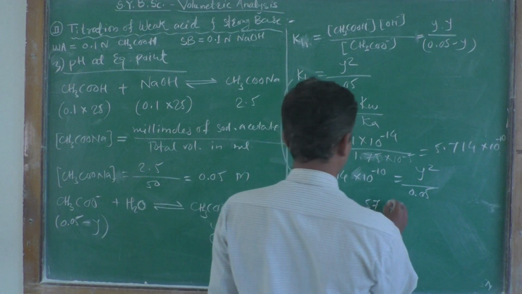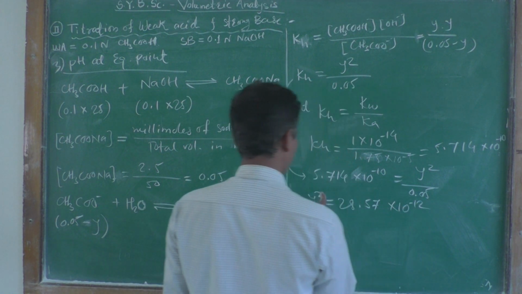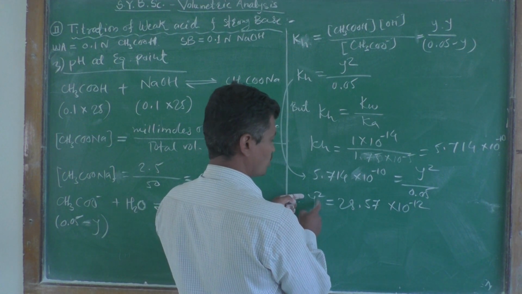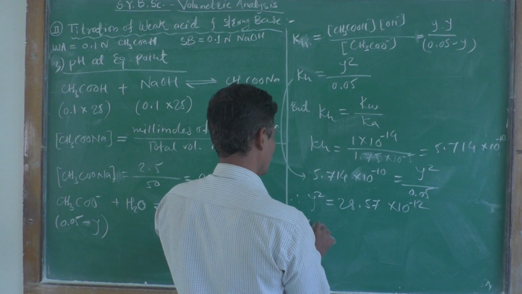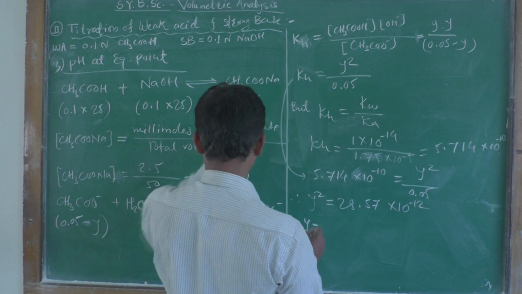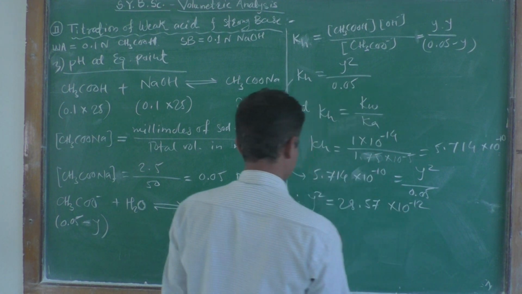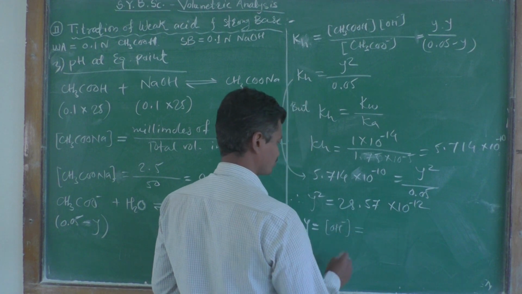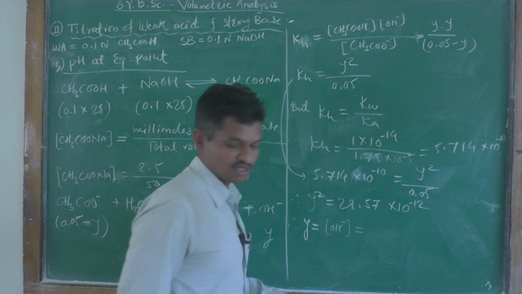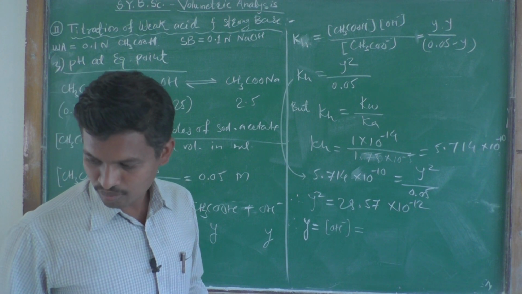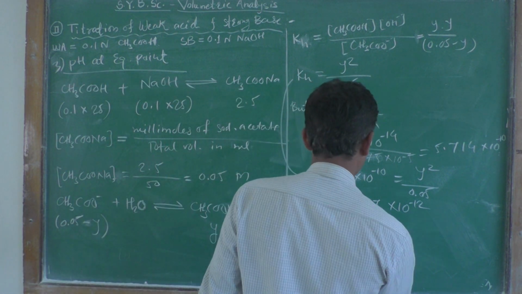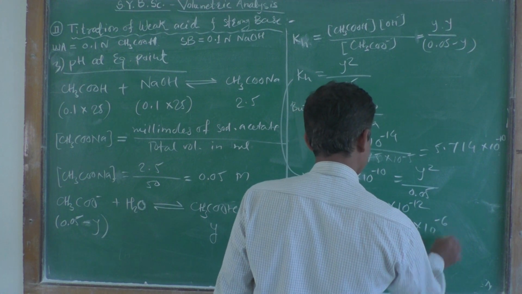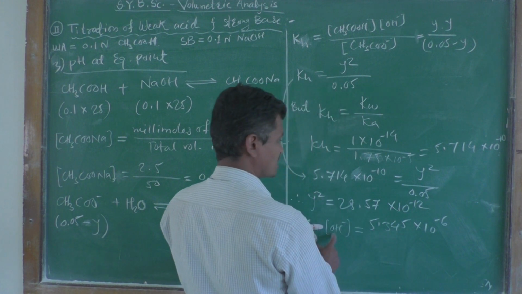28.57 into 10 raised to minus 12. This is the value of Y. Now you can take the square root of this. Y is nothing but the concentration of OH minus. So the concentration of OH minus is equal to Y, which is the square root of this, and the square root becomes 5.345 into 10 raised to minus 6. So this is the OH minus ion concentration.